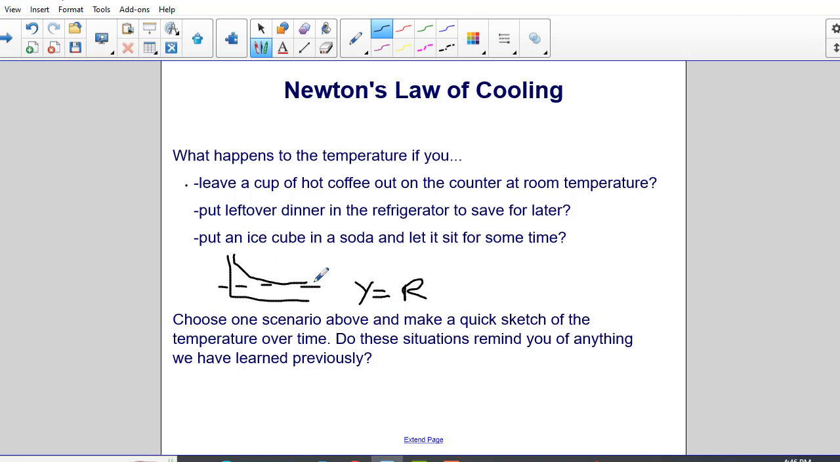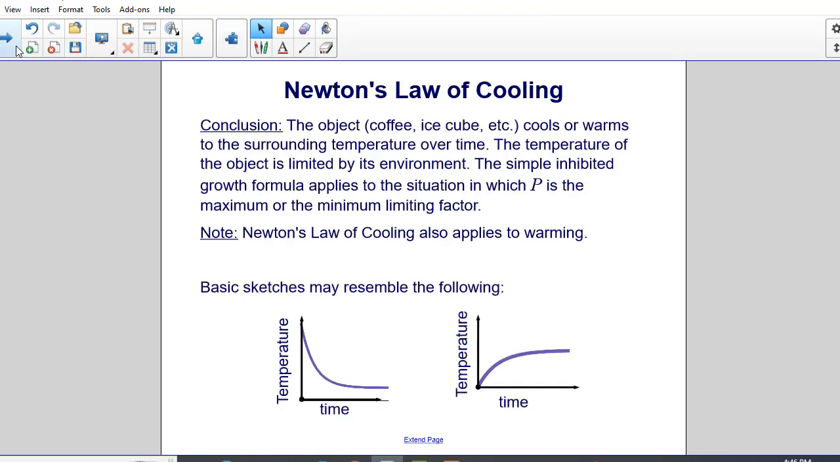So does this remind you of anything you have learned previously? Well, the conclusion is the object, whether it's the coffee or the ice cube, cools or warms to the surrounding temperature over time. The temperature of the object is limited by its environment. The simple inhibited growth formula applies to the situation in which P is the maximum or the minimum limiting factor. In the case of the coffee, the limiting factor was the room temperature, the ambient temperature of the room. Now note that Newton's law of cooling also applies to warming.